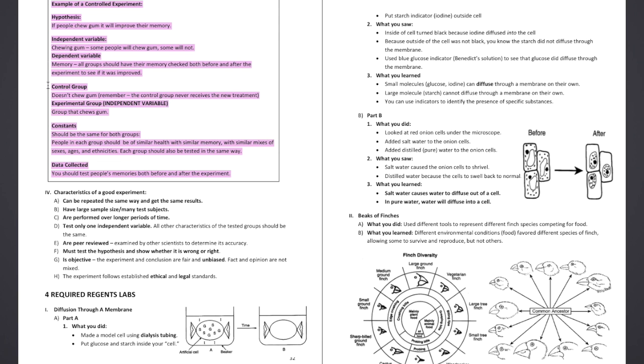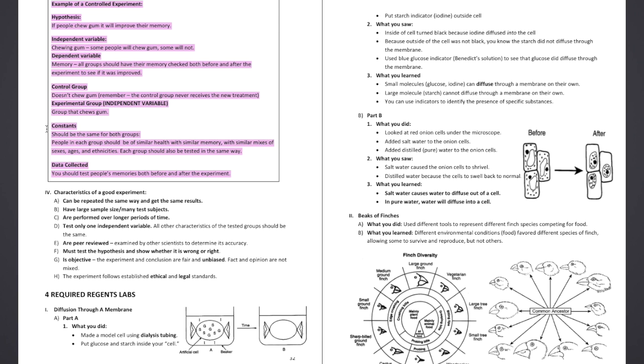Control group: doesn't chew gum. Remember, the control group never receives the new treatment. Experimental group, independent variable: group that chews gum.